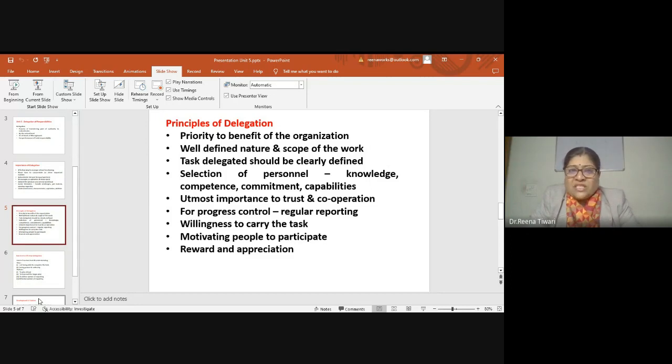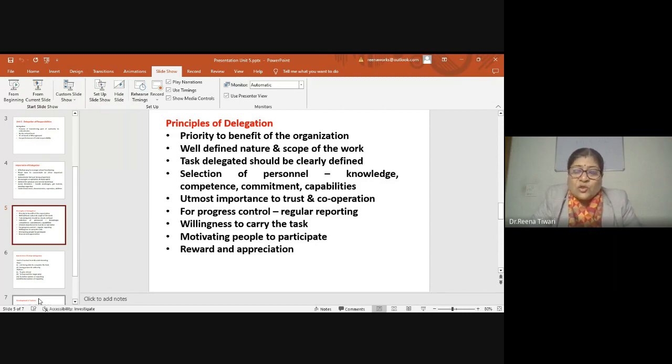And there are some principles of delegation: how to delegate responsibilities, and whom to delegate responsibilities to. It is very important for the institution too. And for this, the main attention should be given to the priority of the benefit of the organization. So the individuals who are delegated responsibilities should be such ones who always work towards the benefit. The organization should get benefited.